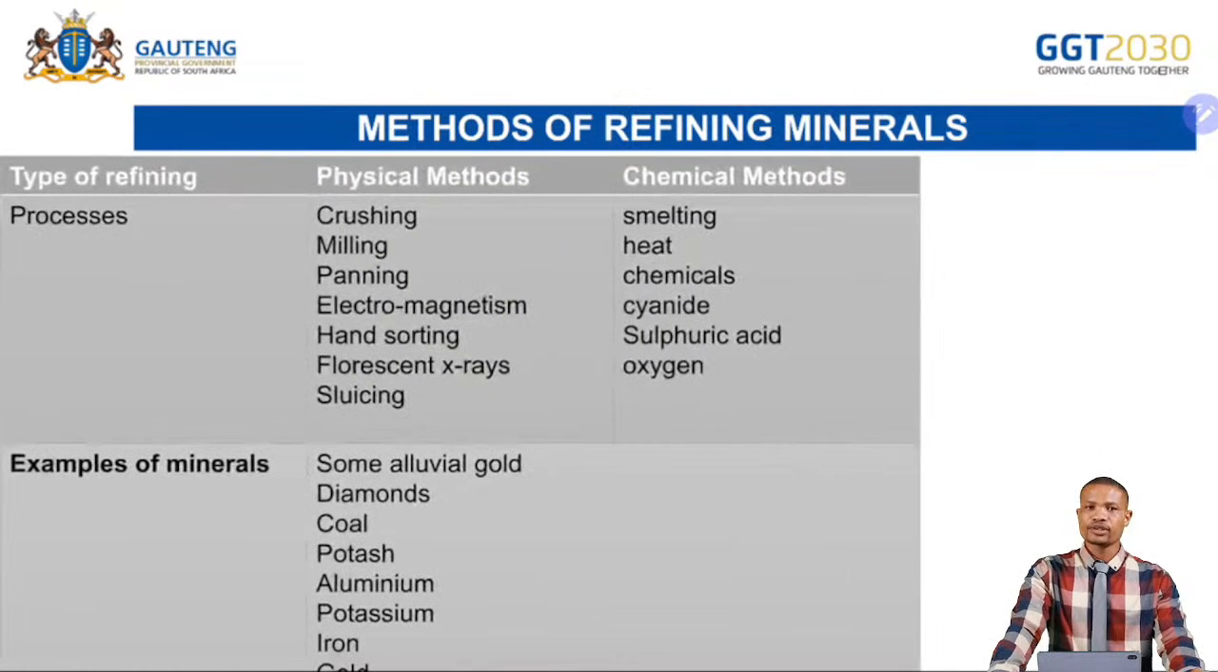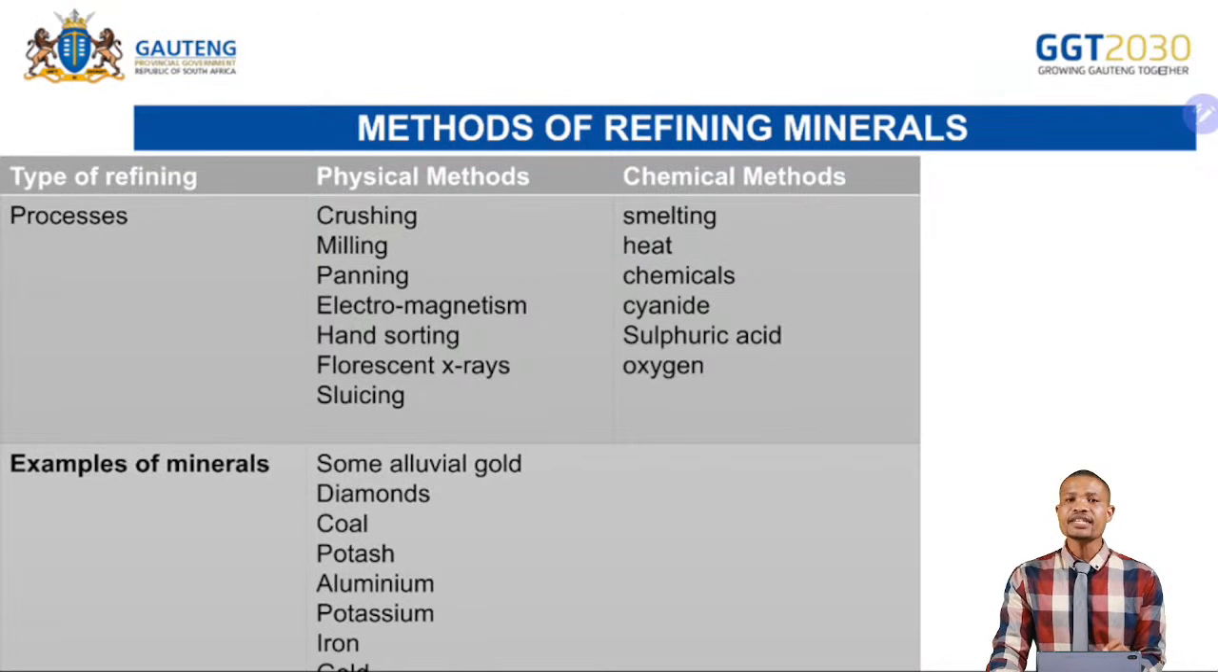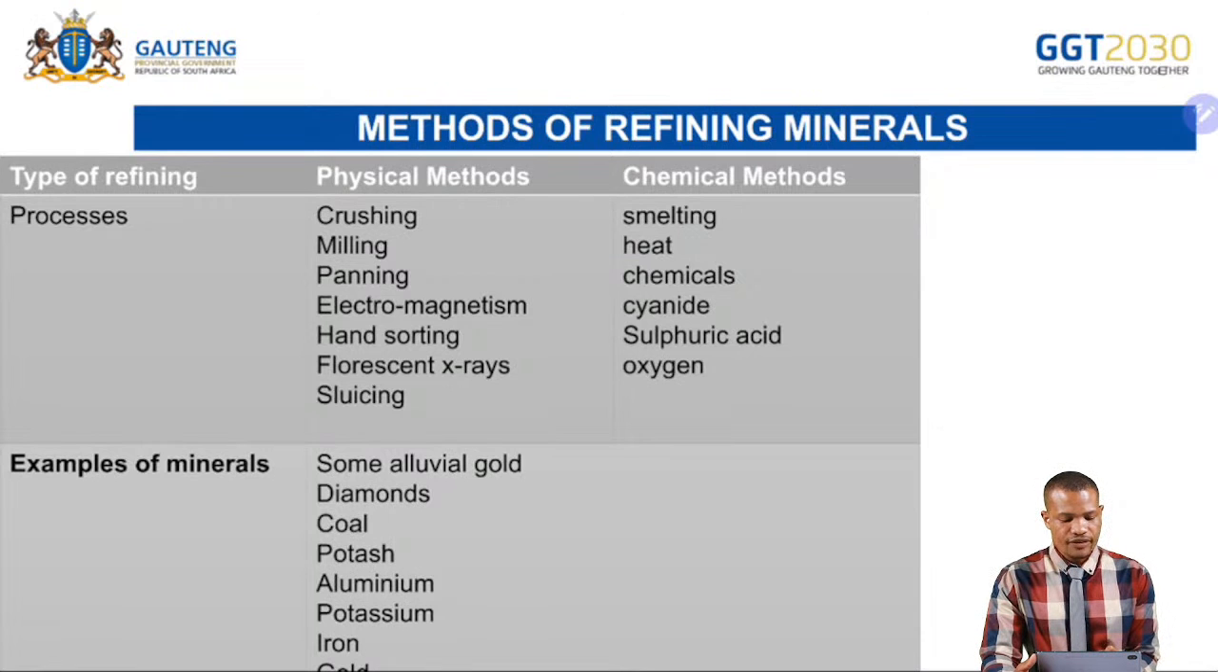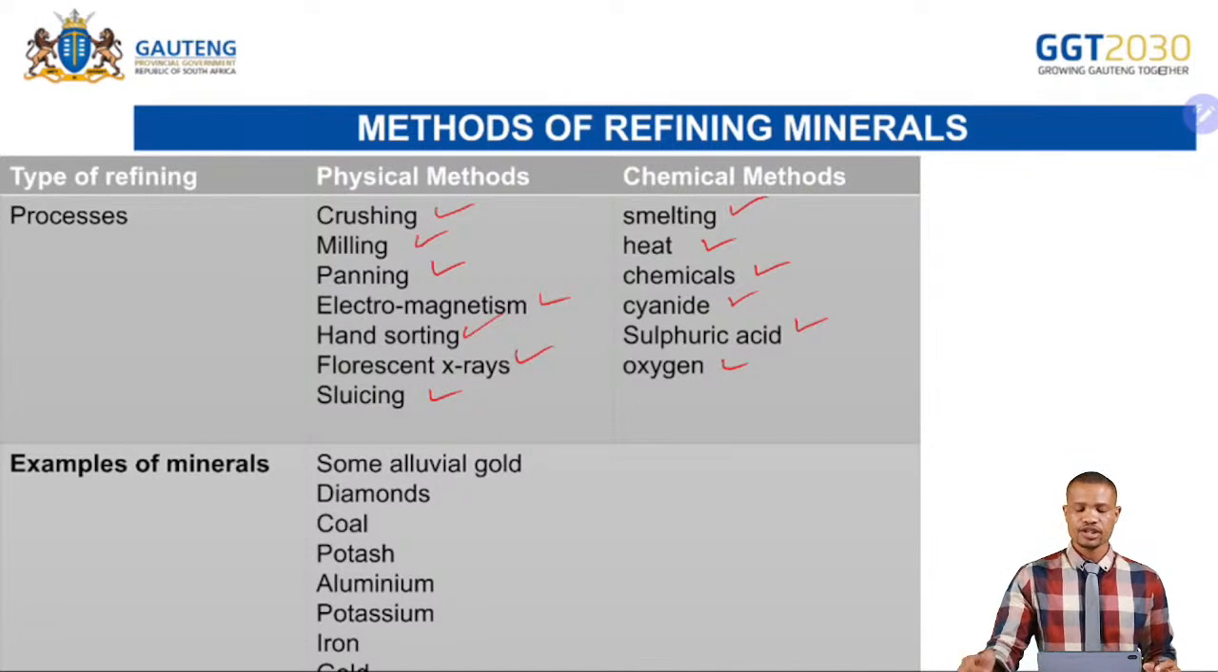Methods of refining. Let's quickly go over what we've done so far. We have types of refining. These are processes, either physical or chemical, and then we have examples of minerals at the bottom. Physical methods of separating or refining will involve crushing, milling, panning, electromagnetism, hand sorting, fluorescent X-rays, and slicing. And then chemical processes involve smelting, heat, chemicals, cyanide, sulfuric acid, and the addition of oxygen.